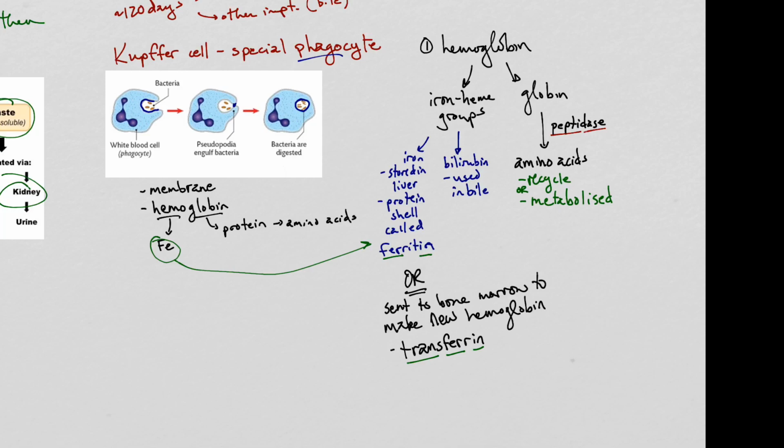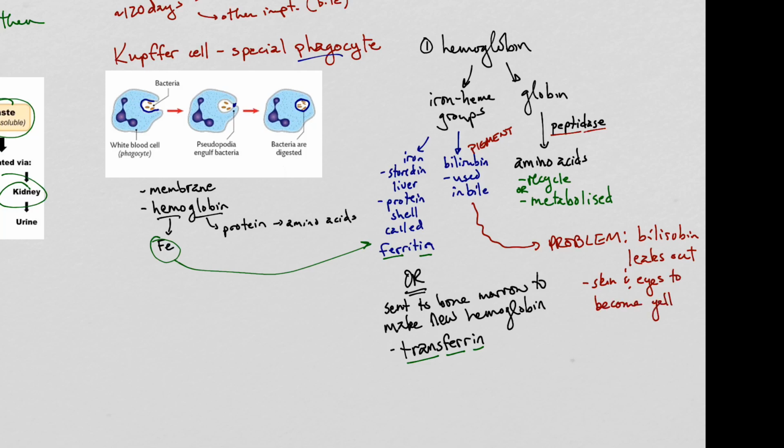Now, sometimes if your liver is having some trouble, if your liver breaks down too many red blood cells, if you have some transport problems, some of this bilirubin leaks out into the surrounding tissue. So this is a problem that could happen. Bilirubin leaks out. And if that bilirubin gets into your blood, bilirubin is a pigment. It is colored. And it can actually cause your skin and your eyes to become kind of yellowish. And this is an indicator of some liver disease, and this is a problem called jaundice.